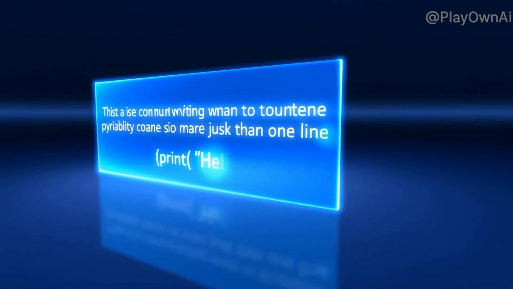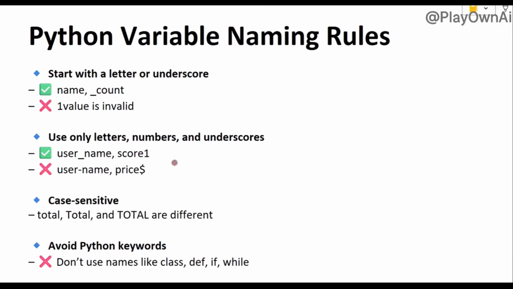Alright, now let's talk about naming rules for variables. Let's go over them one by one. Rule number 1. A variable must start with a letter or an underscore. So, name underscore value or count1, all are valid. But something like 1name, that's not allowed because it starts with a number.